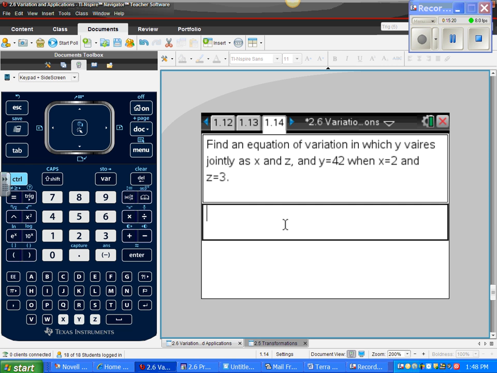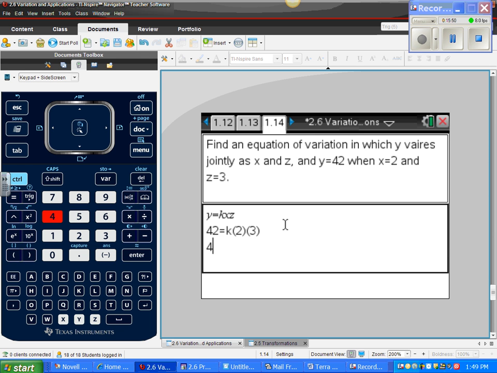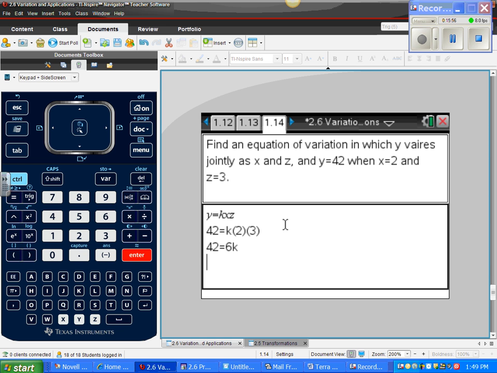We're going to find an equation of variation in which y varies jointly as x and z. And y equals 42 when x equals 2 and z equals 3. So varies jointly, you've got to have your equation y equals kxz. Like always, what we're looking for is k. We know y is 42. We don't know k. We know x is 2. And we know z is 3. Okay? So we get 42 equals 6k. And then when we divide that over, we get k equal to 7.